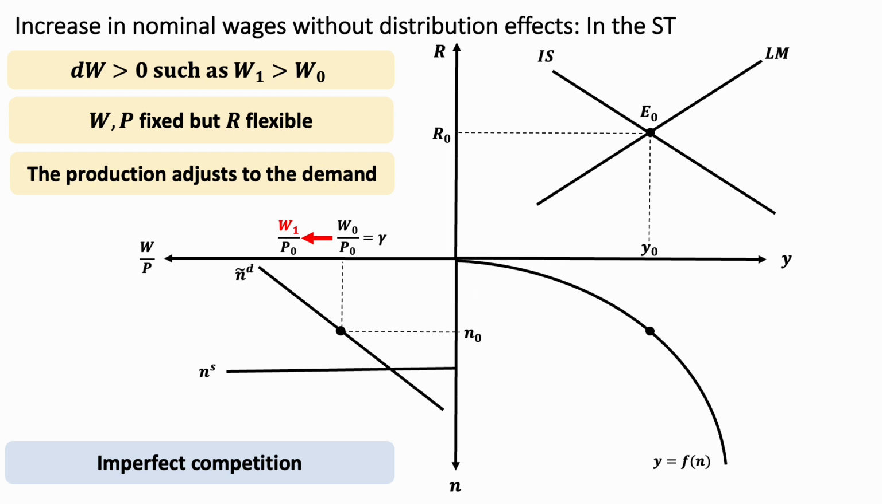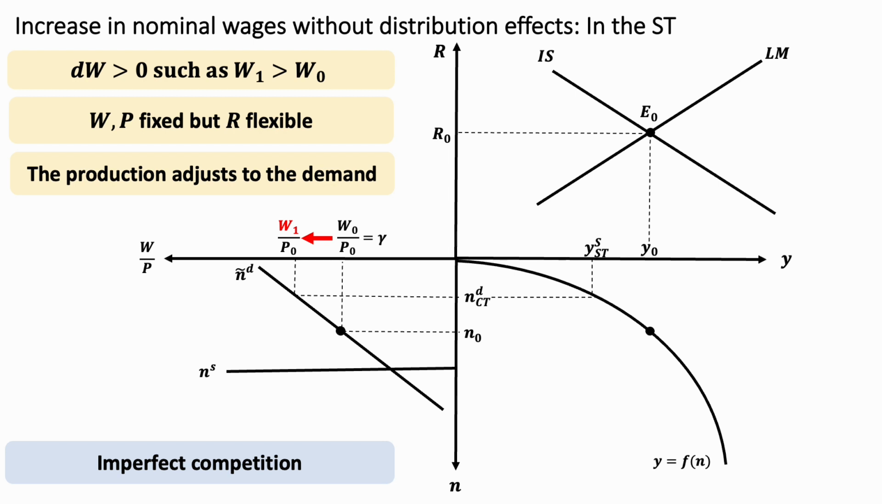For this new higher level of real wage, the labor demand decreases. Which makes sense. Labor costs more, so firms will hire less people. To this level of labor demand corresponds a supply of goods, YS short term, obtained through the production function. This YS short term is lower than Y0.